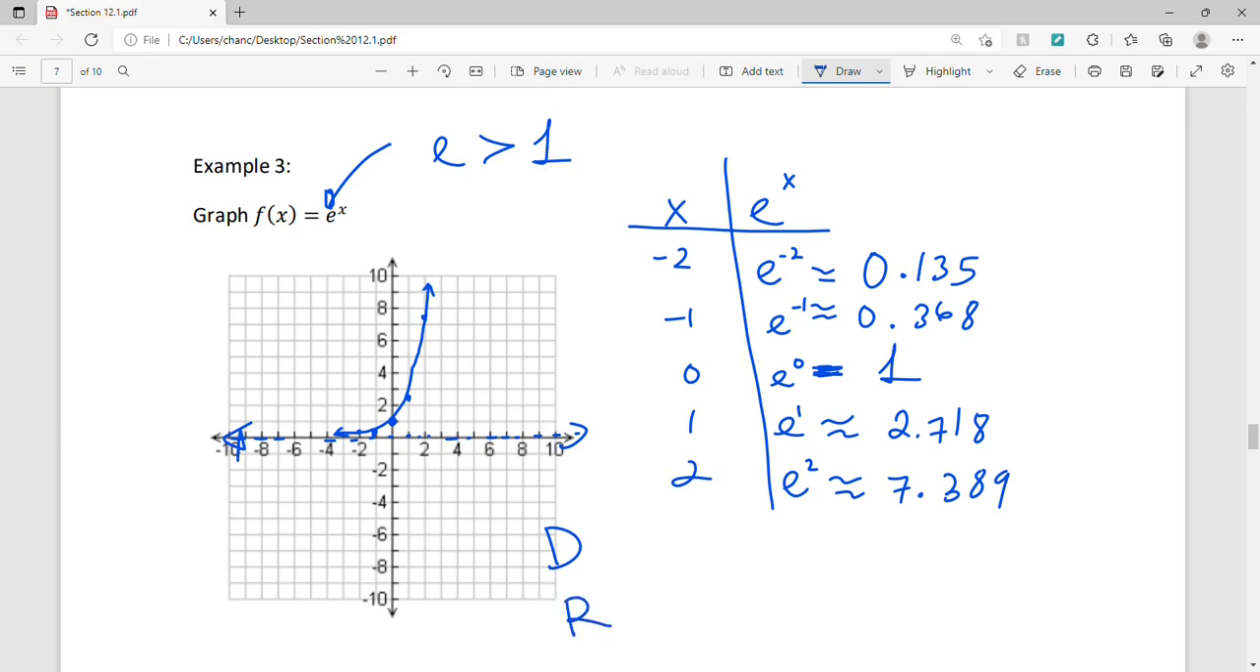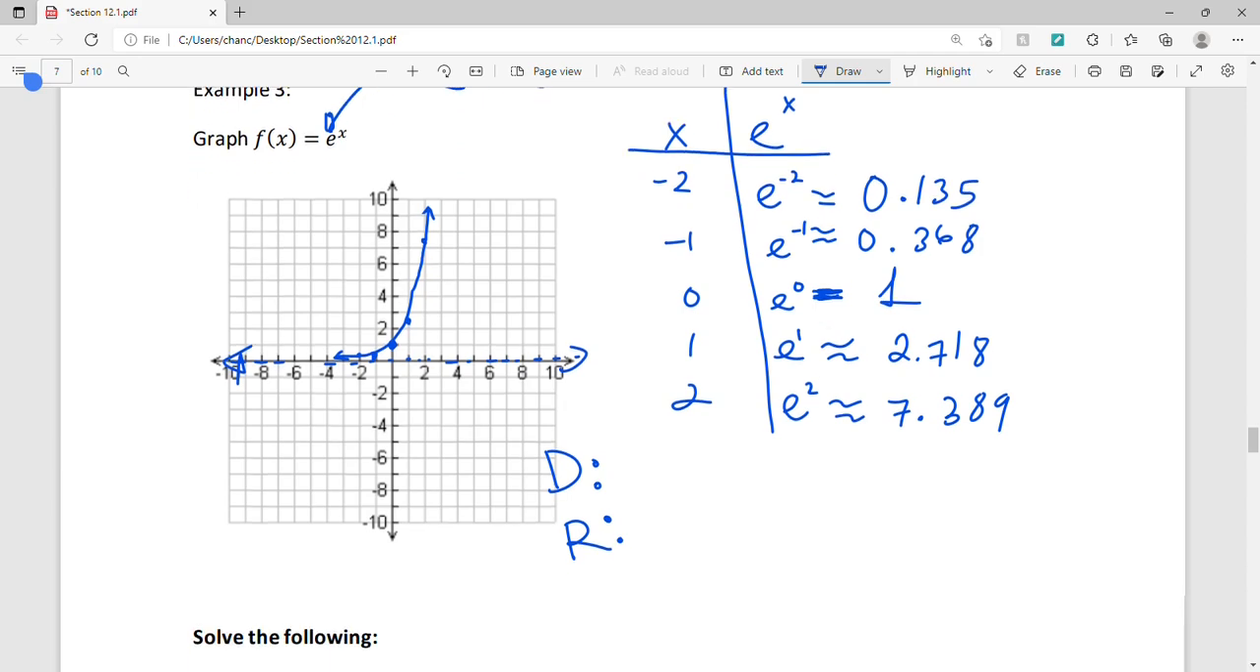And I want you to figure out what the domain and range is. And that should give you negative infinity, infinity. And the range is down to 0 and up forever. So the range is 0, infinity.